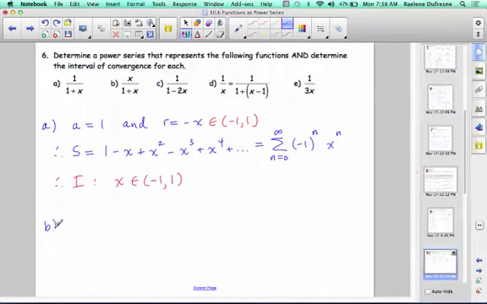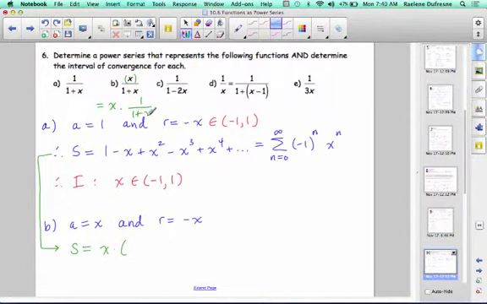In part B, we're doing something very similar as part A, except we're taking the sum from part A and we're multiplying by x. So we have a equals x, and r is equal to negative x. And so if we just take our result from part A into part B, this new sum is going to be the previous sum multiplied by x, because we're multiplying 1 over 1 plus x by x. And 1 over 1 plus x is the result from part A.